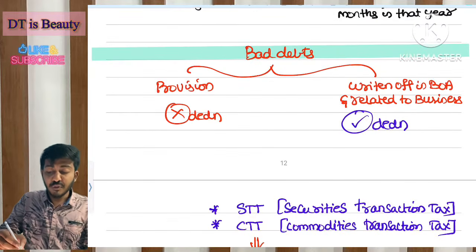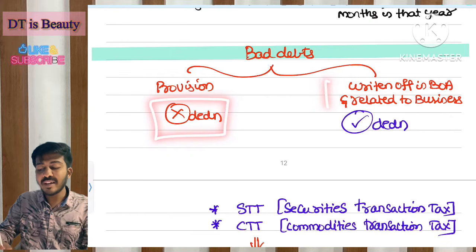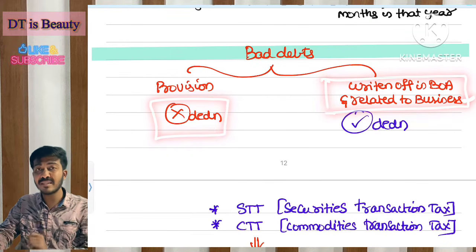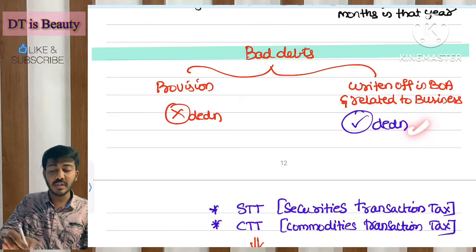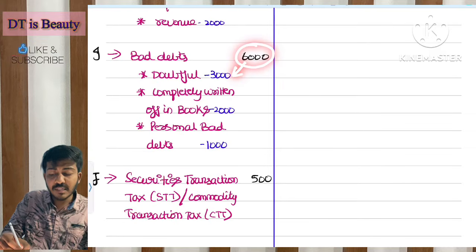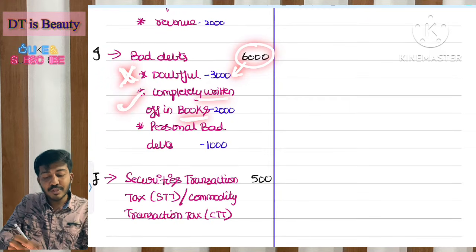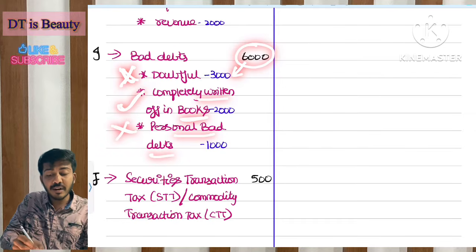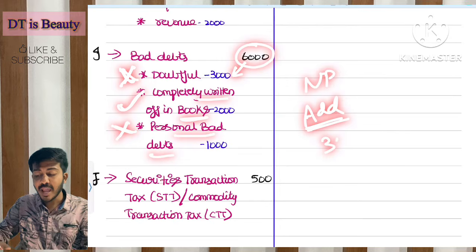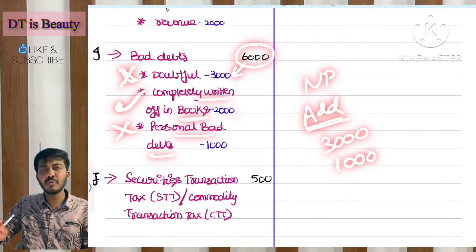Come to the bad debts. If you create any provision for doubtful debts, it is never allowed as deduction. Only if it is completely written off in the books of accounts, and it should be related to the business, it should not be personal in nature, only then it is allowed as deduction. Let us see the bad debts question. Bad debts 6,000, otherwise out of 6,000, 3,000 is doubtful. No, it should never come. Completely written off in the books, yes, it should come. And personal bad debts, no, it is not related to business, it should never come. So to the net profit, answer under additions category, what should you do? Add back 3,000 and add back 1,000 as well. This 2,000 is a tick item, nothing to be done in the adjustment.